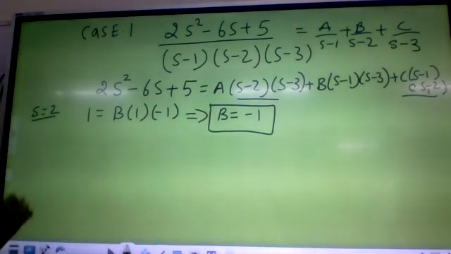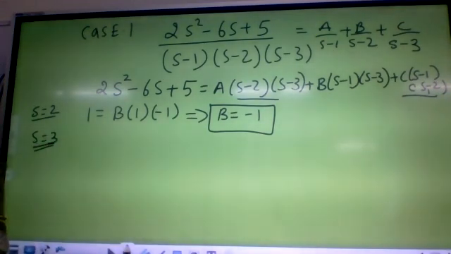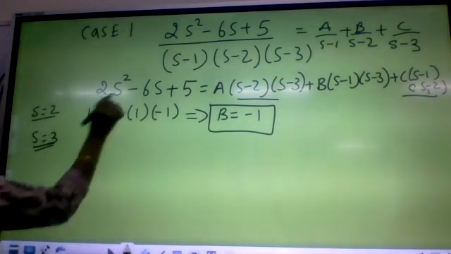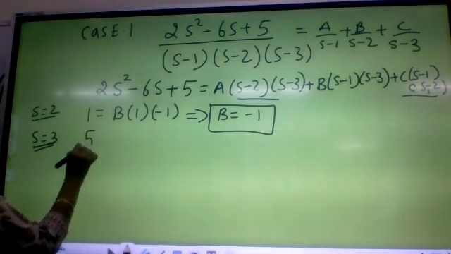Right? Now what I will do? I will put s is equal to 3. When you put s is equal to 3, see 3 square is 9. 9 twos are 18. 6 threes are 18. 18 minus 18 gone. So I have only 5.